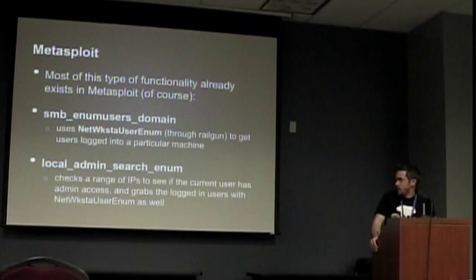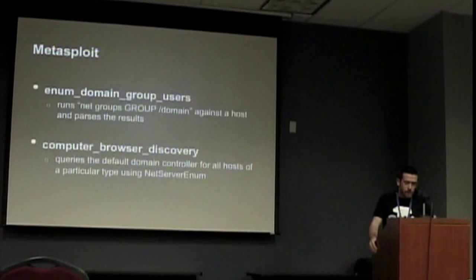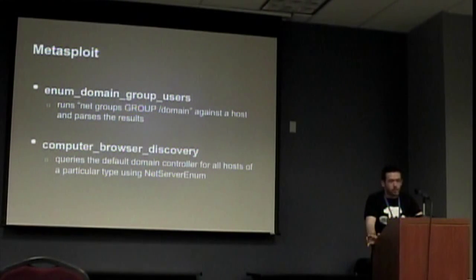This local_admin_search_enum can take a range of IPs or a host and see if the current user actually has local admin access to that box. It also has the option to get the logged-in users with that same nifty system call. The other two: enum_domain_group_users is pretty simple. It just runs net group for a particular group, like domain admins, on the domain. It gets all the hosts and parses the results, but that's another piece that we need. And then computer_browser_discovery queries the default domain controller for all hosts using that server enum call.